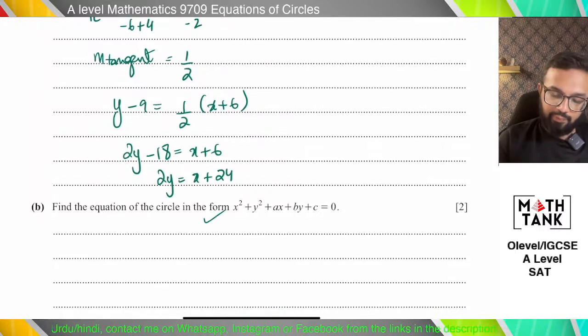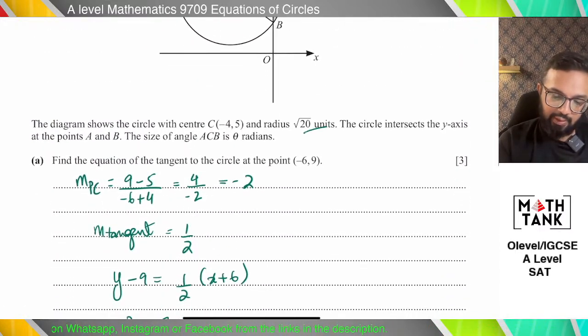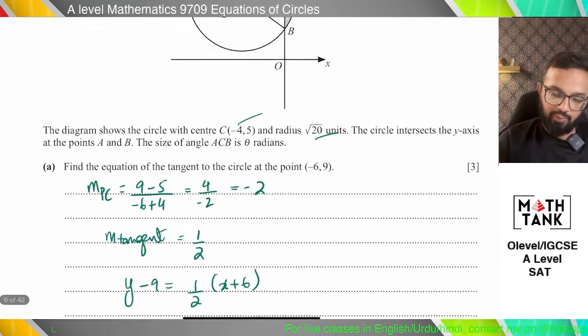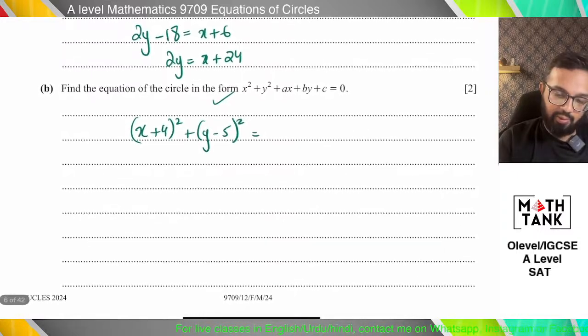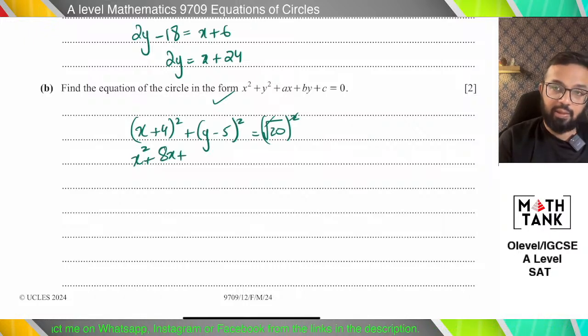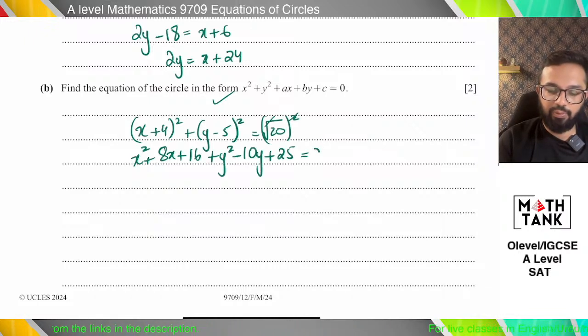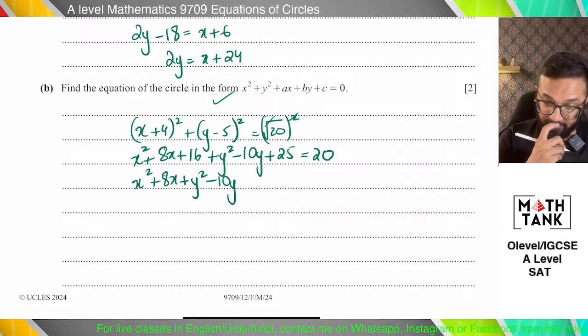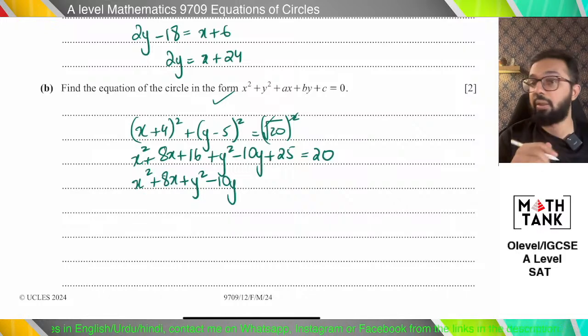Find the equation of the circle in the form this. So I have the radius, I have the center. I just need to plug that in. So x plus 4 whole square plus y minus 5 whole square equals root of 20 squared. So x square plus 8x plus 16 plus y square minus 10y plus 25 equals 20. So x square plus 8x plus y square minus 10y, and I add up all the numbers. 16 plus 25 gives me 41.